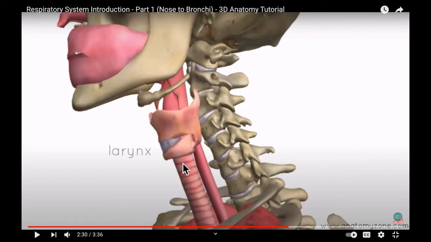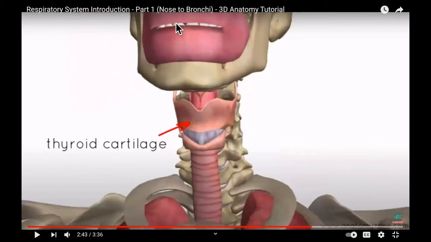Underneath it is your trachea, which is the tube going down to your lungs. So when you breathe, the air goes through this passage down into your lungs. Just the front view of it. Air goes in, straight down this tube into your lungs.